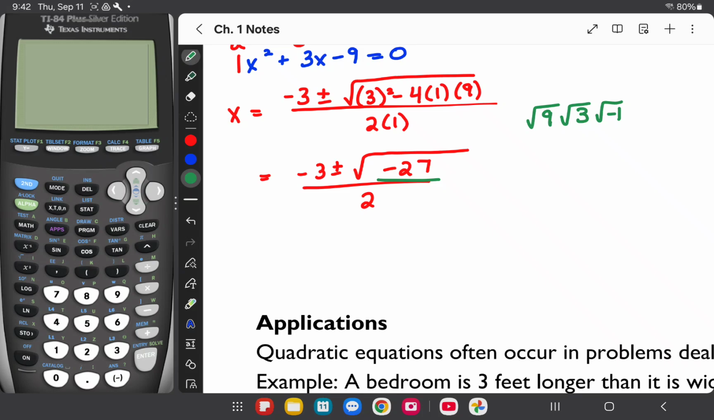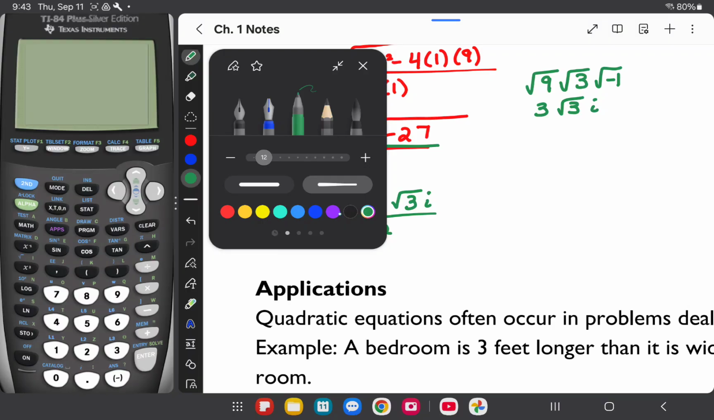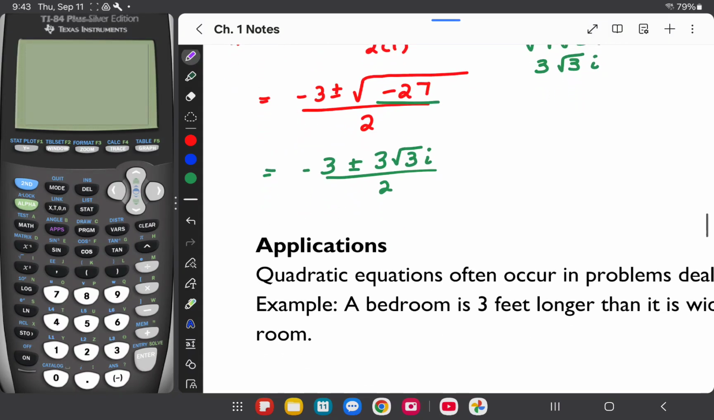To simplify this square root, first let's rewrite it using a perfect square. The largest perfect square we can divide it by is 9. And then we'll take 9 times 3 times negative 1 in order to keep it the same. The square root of 9 being 3, the square root of 3 being unable to simplify, and the square root of negative 1 reducing to be i. So then here is what our answer begins to look like: negative 3 plus and minus 3 radical 3 i all over 2. Now, since our final answer is a complex number, we need to separate that so that it's written in its standard form, a plus bi. So we'll rewrite it as negative 3 over 2 plus and minus 3 radical 3 over 2 multiplied by i.